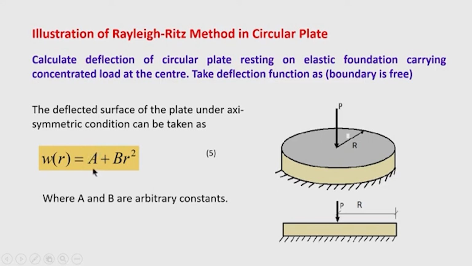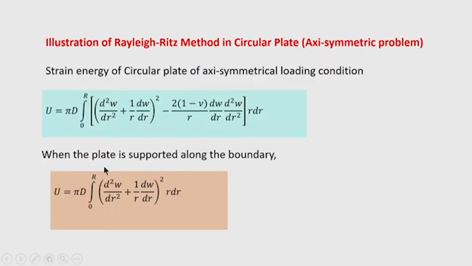This constant A represents a rigid body displacement, but you also mind that rigid body displacement will not contribute to the strain, and hence there will be no contribution of strain energy due to rigid body motion. This is obvious from the strain energy expression that you have seen here, which contains the second derivative as well as the first derivative.